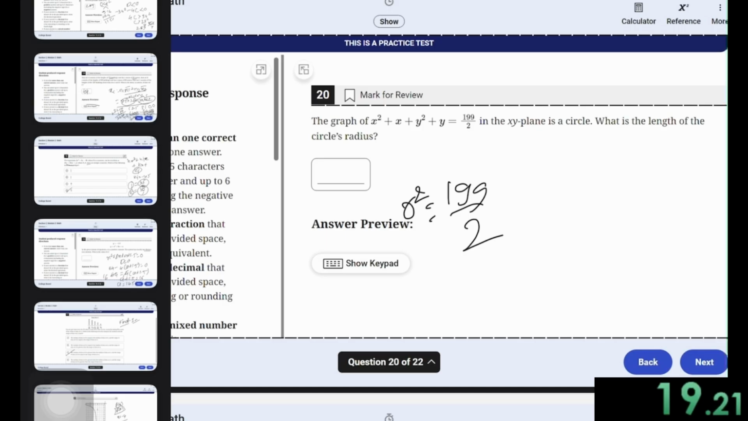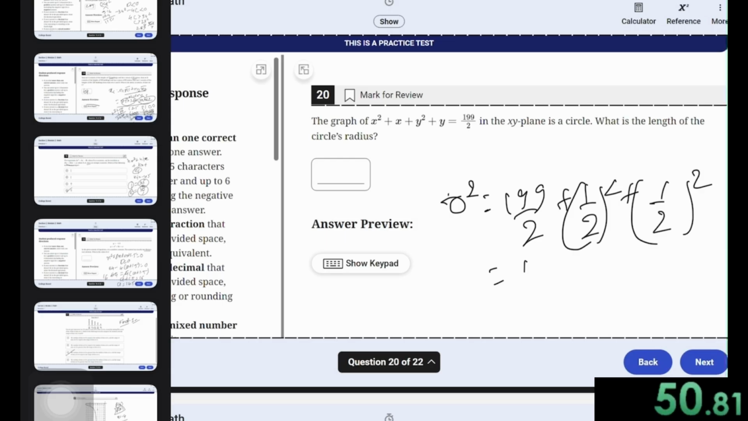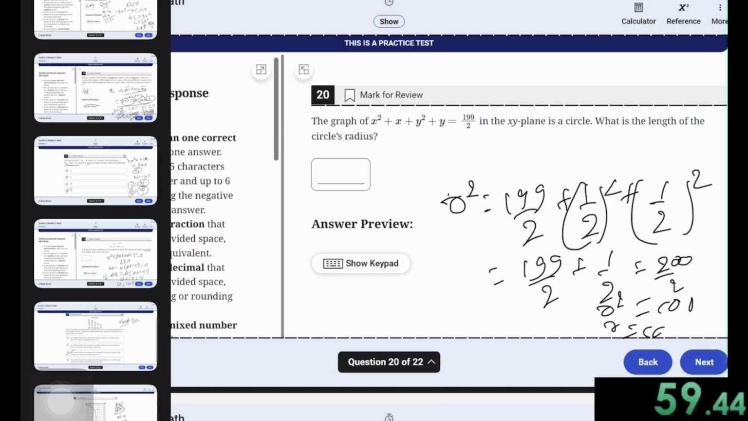The square of the radius of the circle is equal to this constant plus the square of the coefficient of x divided by 2, which is (1 by 2) whole square, plus the square of the coefficient of y divided by 2. This is going to give us our answer. 1 by 4 plus 1 by 4 is again 1 by 2. This is 200 by 2, which is 100. So if r square is equal to 100, then r is equal to 10.